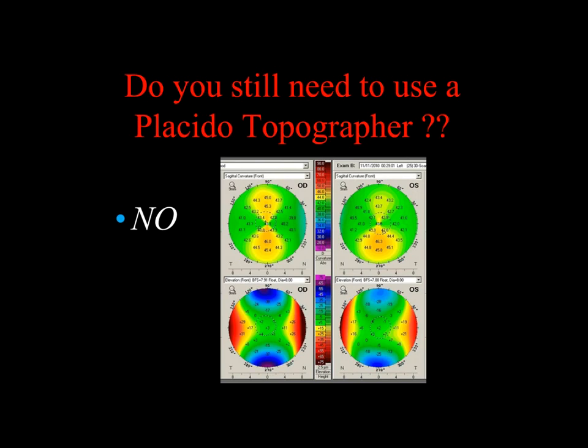So, long introduction, but do you still need to use a Placido topographer, other than looking at tear film breakup time? As far as looking at corneal shape and screening for refractive surgery, my answer is no. The curvature maps generated, and again, I actually don't look at the curvature maps. And when we get into the Belin Ambrosio display, that's a complete elevation-based analysis.